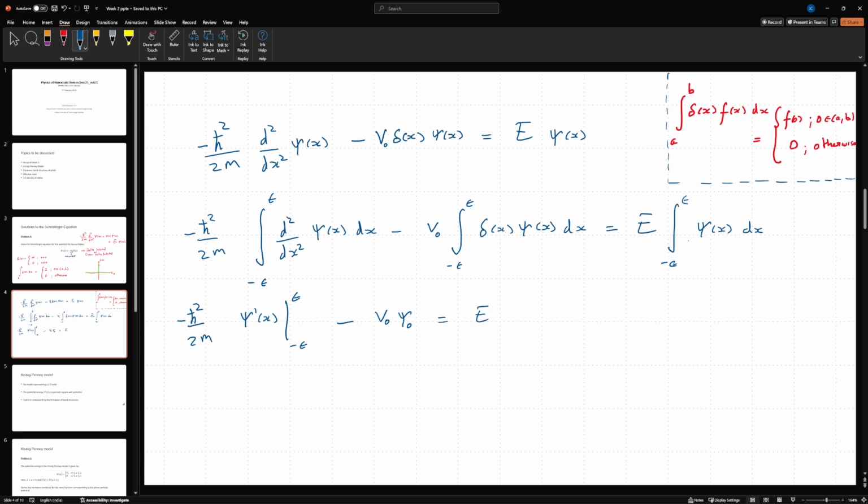this integral here. How do we go about solving this? Well, I'll just leave this integral as it is for now: the integral of psi of x dx.